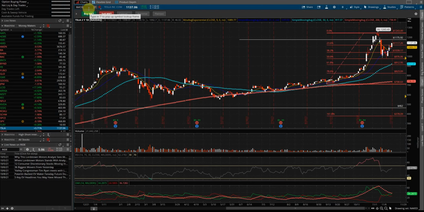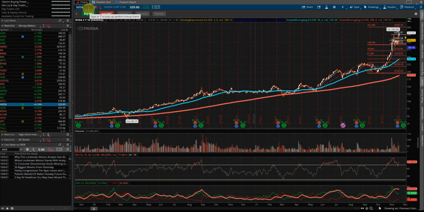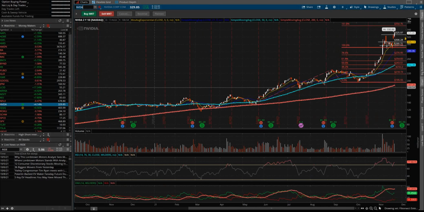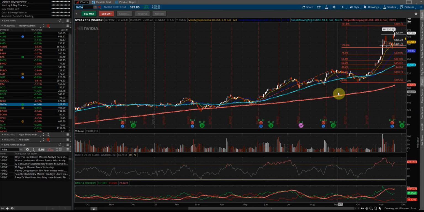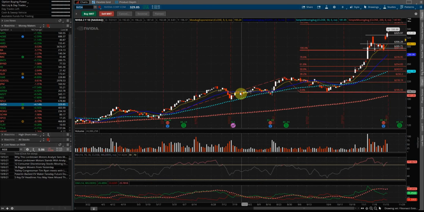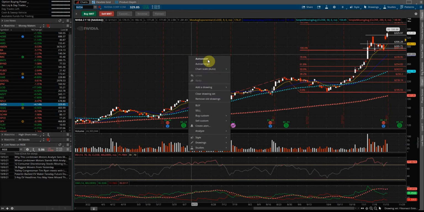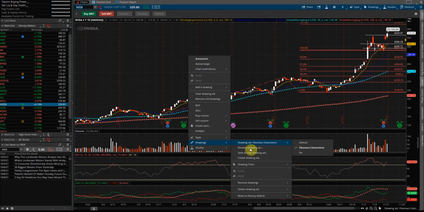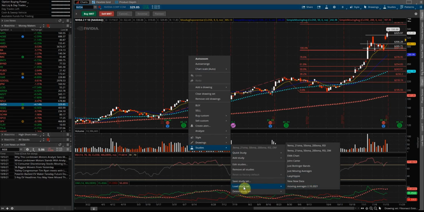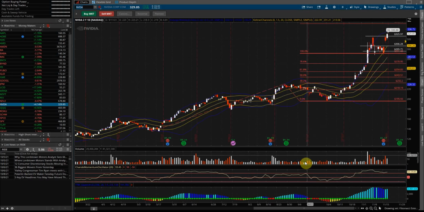Not having too many indicators as well. Like you don't want to have 100 indicators. I mean, some people do, but I think that's ridiculous. So for me, I have the RSI, and then I have the DMI. And then sometimes I'll check out the John Carter setup, which I have set up in here. Studies. See right here, John Carter.